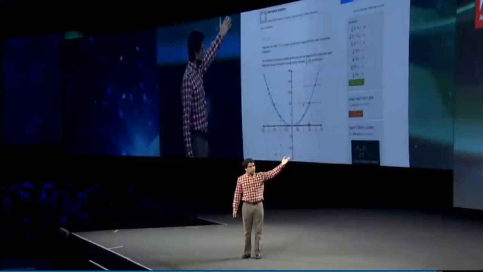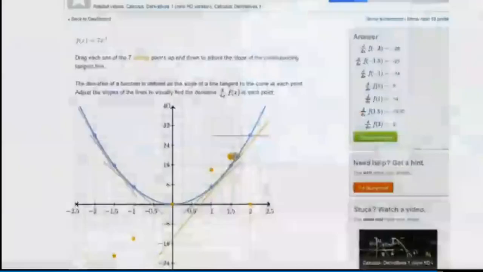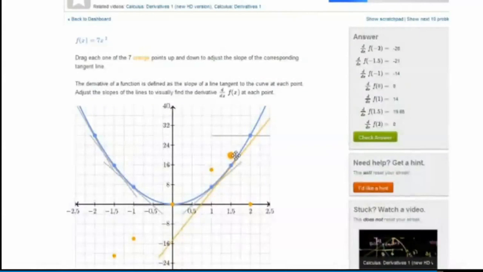Now, this is just an example of what some of these exercises look like. We mentioned that a billion of these have been done. And I like to show this one. This is kind of like Montessori for calculus. It shows you that you can change the slope of the tangent line at any point, and by doing that, you're essentially plotting the derivative.